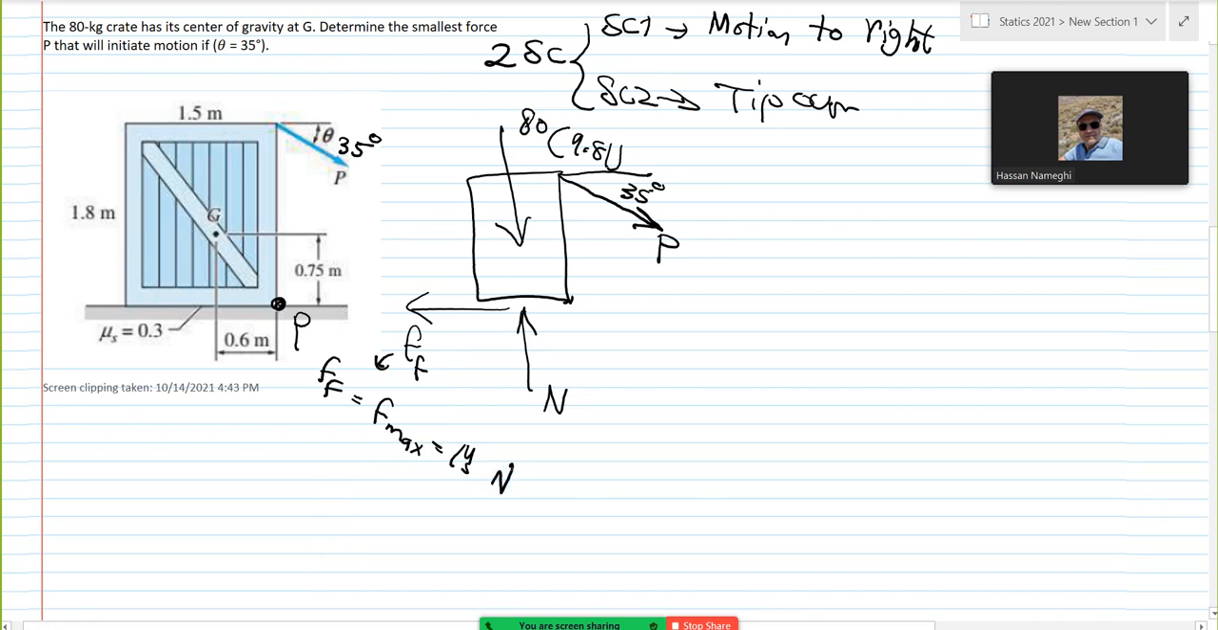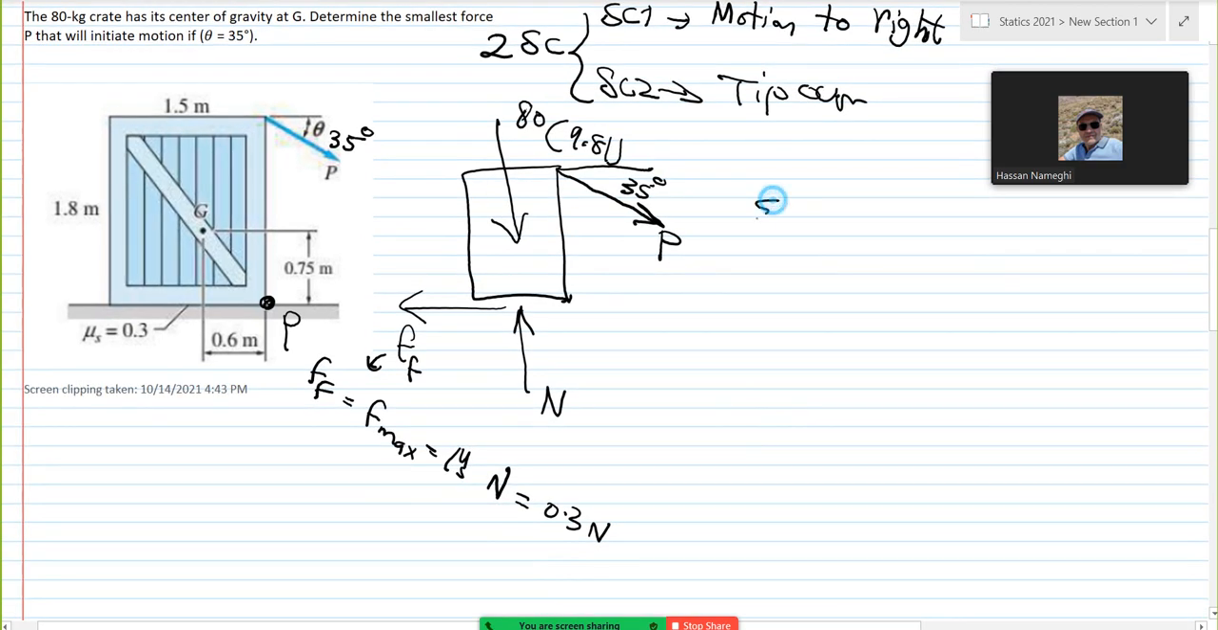The question: did they give me mu S? Yes, they give me at the bottom there. It will be 0.3 N. I will consider that in my equation. So let's do sum of F of Y equal to 0.